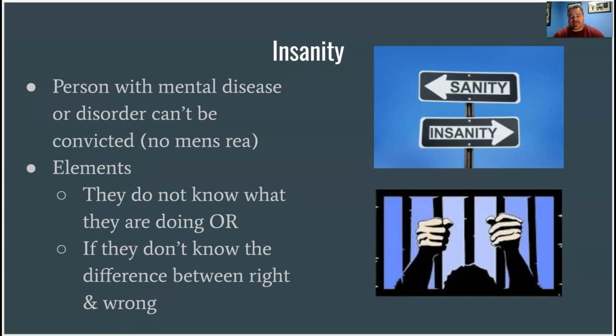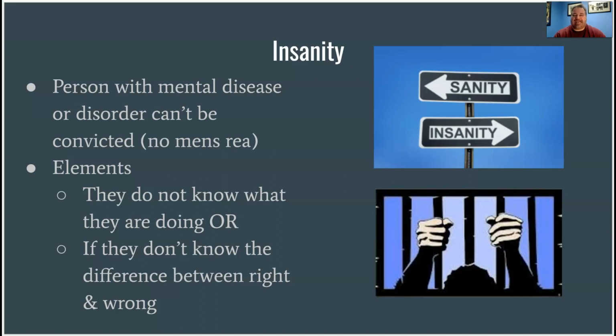Which brings us to insanity. Insanity pleas are really common on TV and in movies. They're not very common in real life, okay? And the reason is because they're really hard to prove, okay? It's really hard to prove up an insanity claim, okay? And also the uses of them can be limited by statute. Thus, you need to check your jurisdiction to find out how insanity pleas are treated.